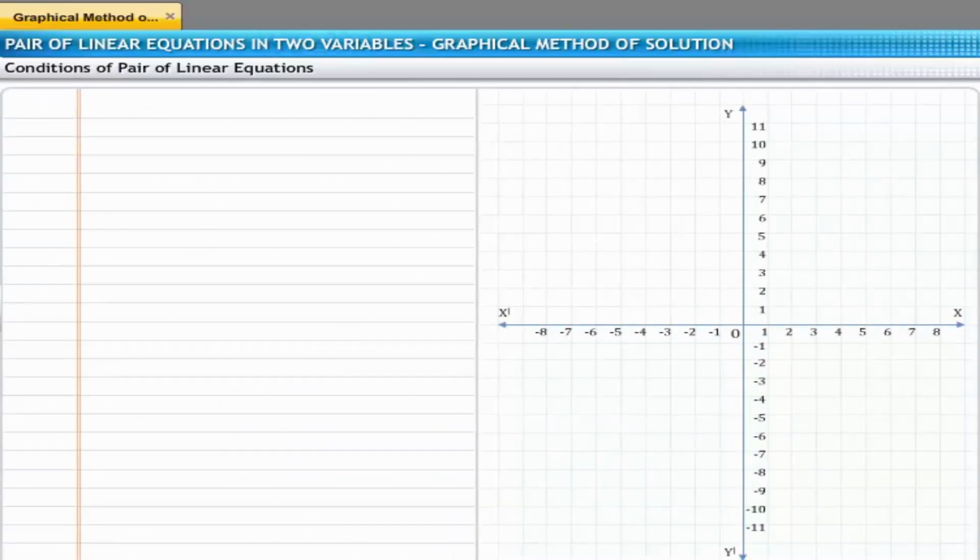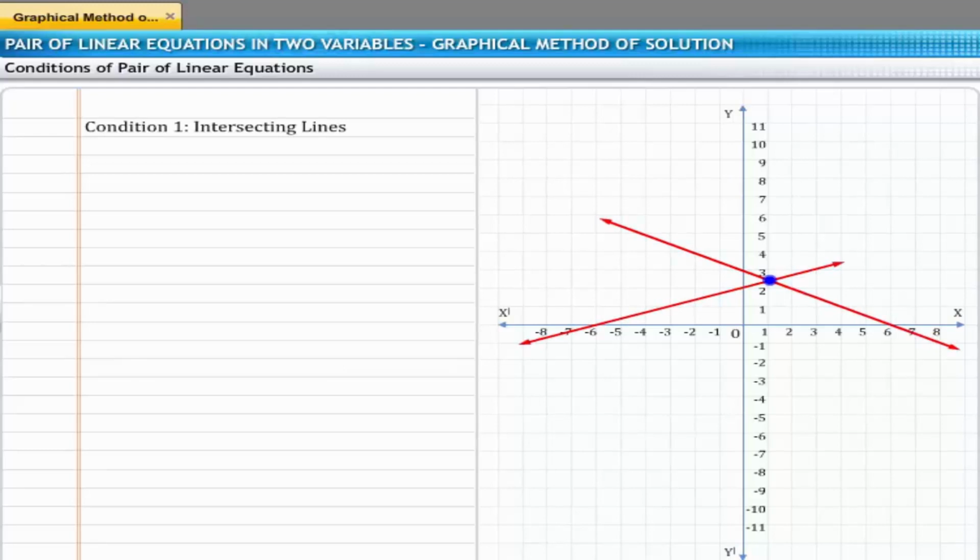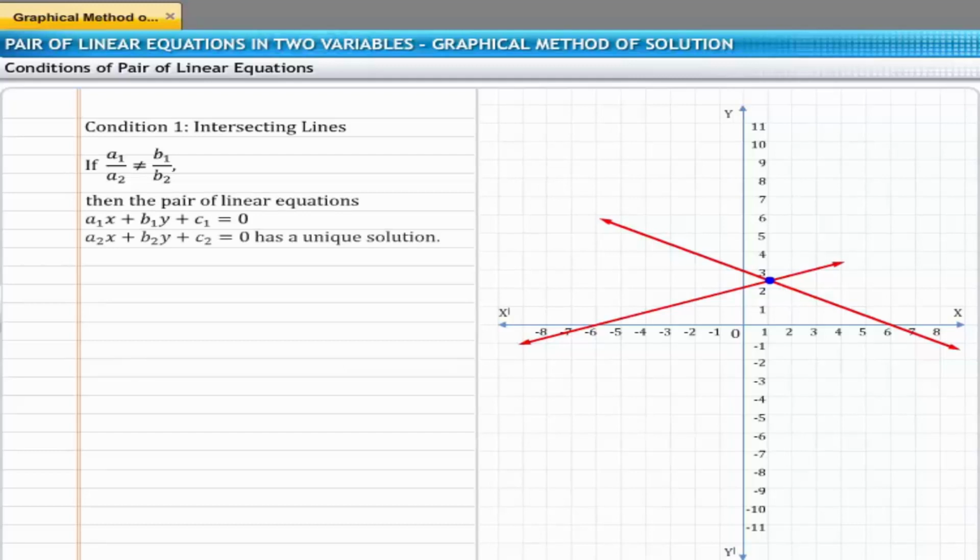Let us look at the first condition where the two lines are intersecting each other. This is possible only if a1 divided by a2 is not equal to b1 divided by b2. Then the pair of linear equations will have a unique solution.